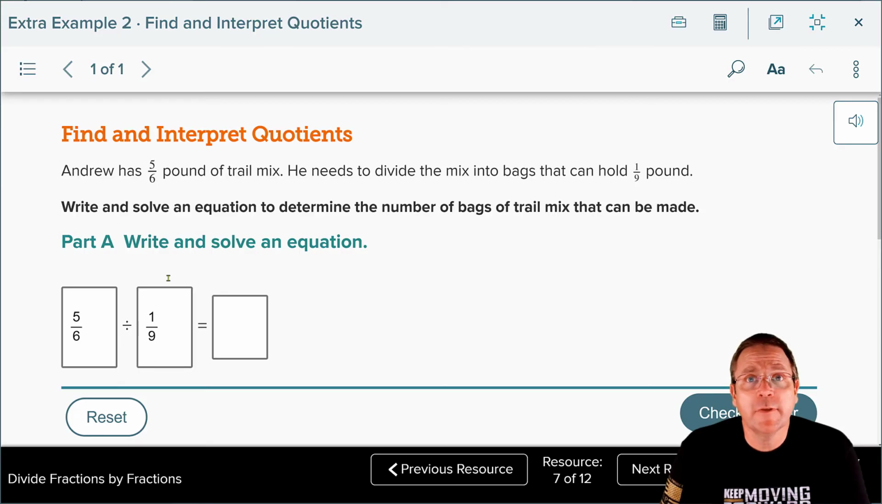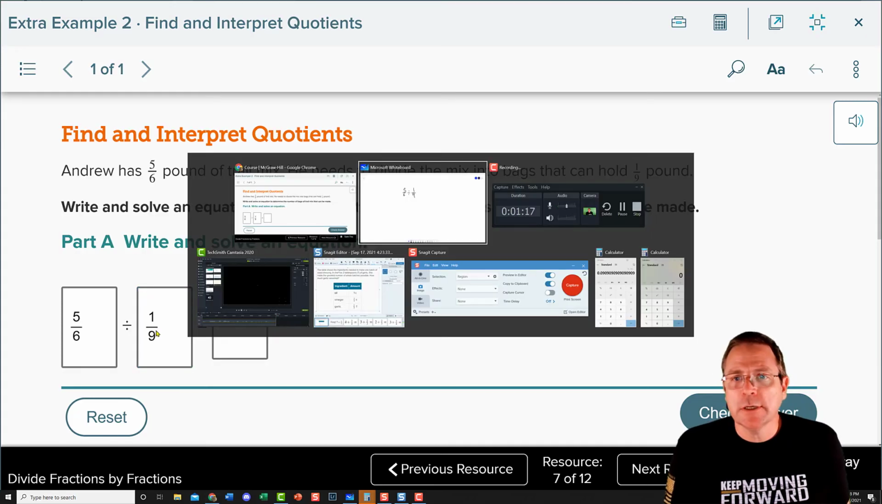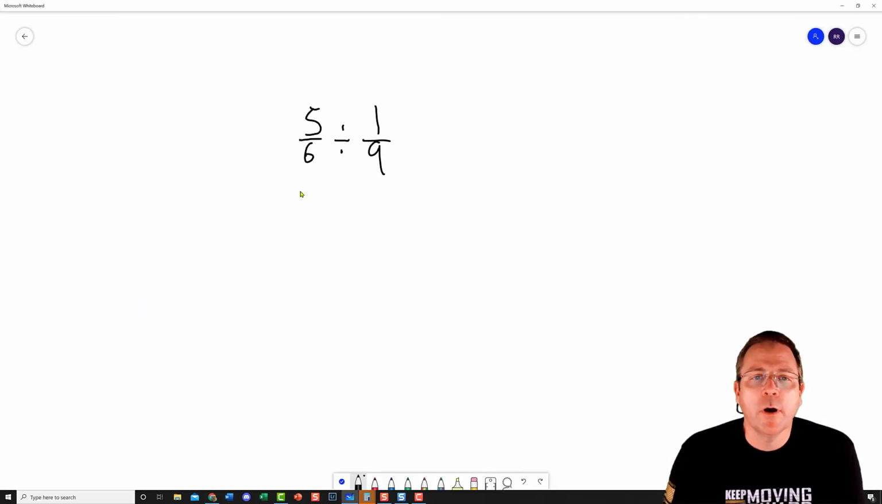Andrew has 6 pounds of trail mix. He needs to divide the mix into bags that can hold 1/9 of a pound each. That's not much trail mix. Write and solve an equation to determine the number of bags of trail mix that can be made. So what he's doing is he's taking 5/6 of a pound and dividing it into 1/9 pound sections. From there, I'm going to take my problem that I've written. I'm going to keep my first number, 5 over 6, change division to multiplication, and flip, otherwise known as taking the reciprocal of the second number.